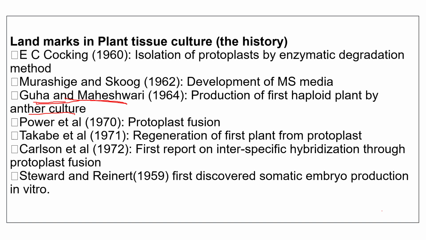Then Power et al. 1970, protoplast fusion. Then Kabe and co-workers, regeneration of first plant from protoplast. Then Carlson and co-workers in 1972 reported on interspecific hybridization through protoplast fusion. Then Stewart and Reinert first discovered somatic embryo production in vitro.